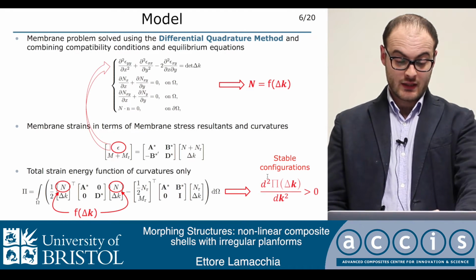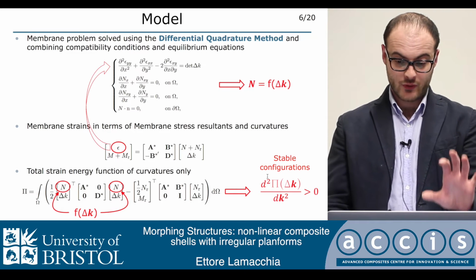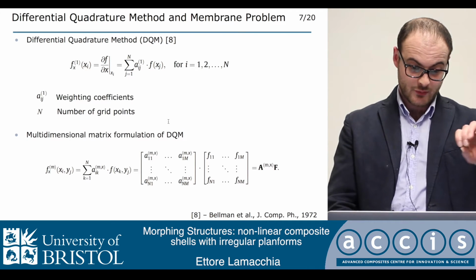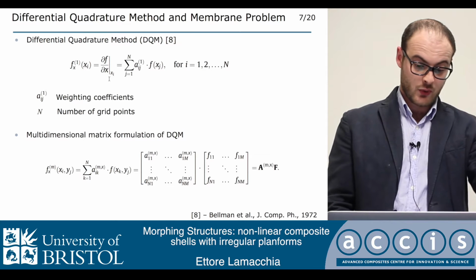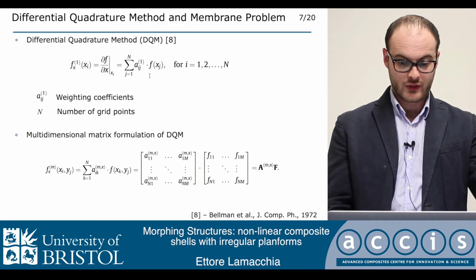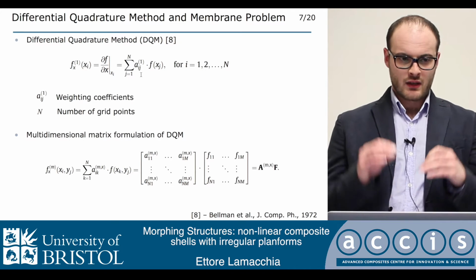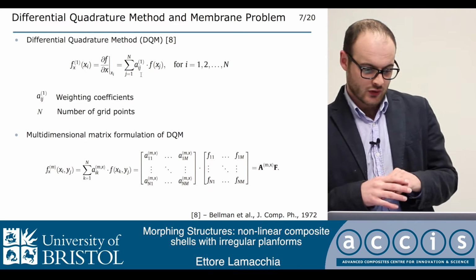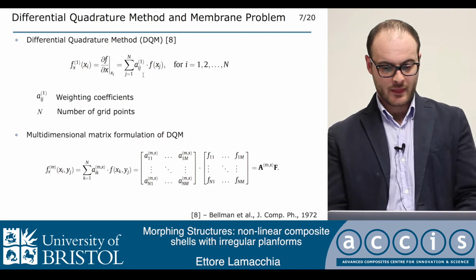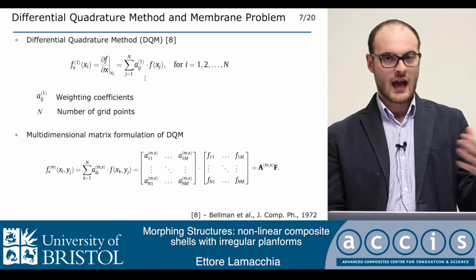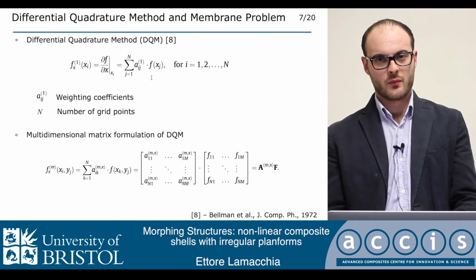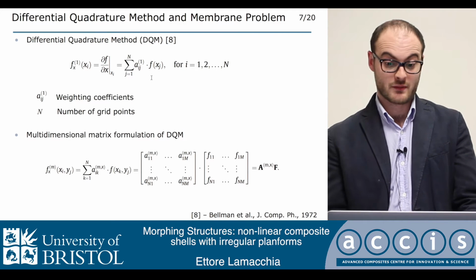We solved the membrane problem by using the differential quadrature method, which is a pseudo-spectral method which consists of expressing the derivative of a function in each point of the domain as a linear combination of all the functional values of the domain that multiply weighting coefficients, which are defined by using shape functions defined in the overall domain. This allows the membrane problem to be solved accurately and using fewer degrees of freedom compared to more common numerical methods such as finite element or finite difference methods.